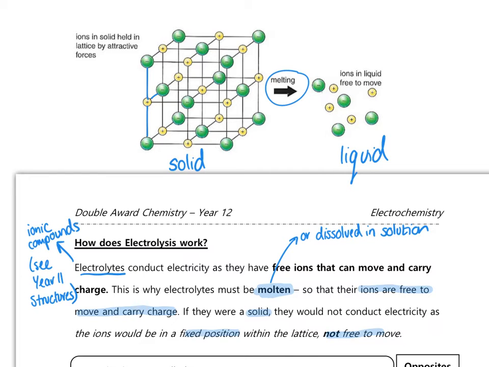So think electrolysis needs a flow of electricity. Electricity will not flow through a solid electrolyte because the ions cannot move and carry the charge. So it needs to be a liquid or in a solution so that the ions are free to move and carry the charge and essentially conduct the electricity.